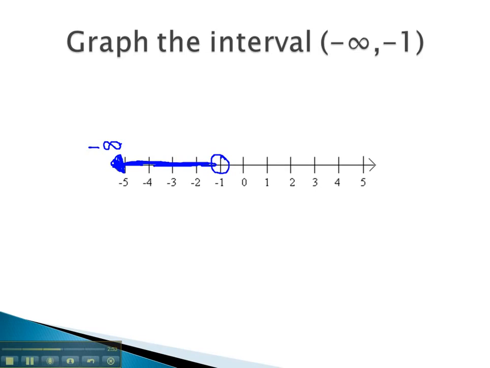The advantage of interval notation is it can summarize a graph in a much more compact space using key numbers.